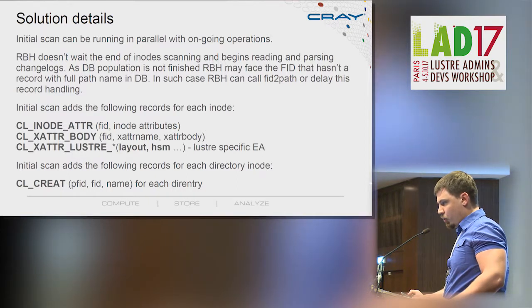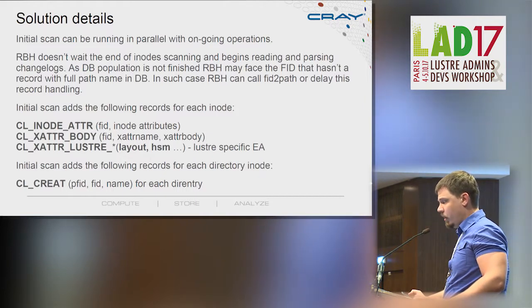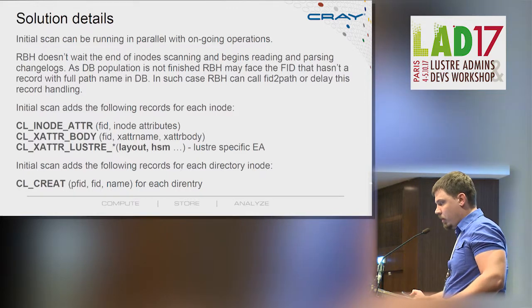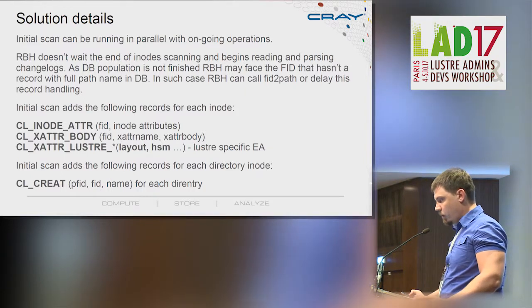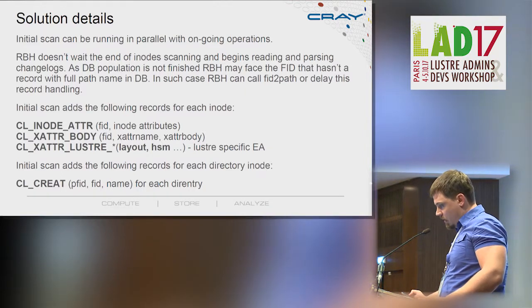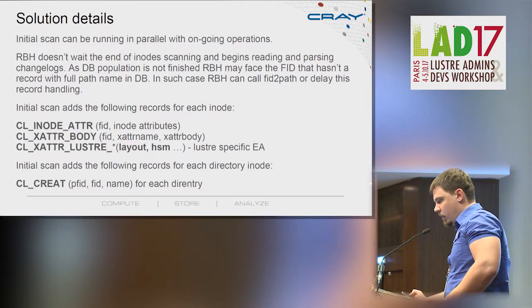So, solution details. Initial scan can be running in parallel with ongoing operations. RBH doesn't wait for the end of inode scanning and begins reading and parsing changelogs. As database population is not finished, Robinhood may face a feed that doesn't have a record with the full path name in the database. In such a case, Robinhood can call feed to path or delay this record handling.